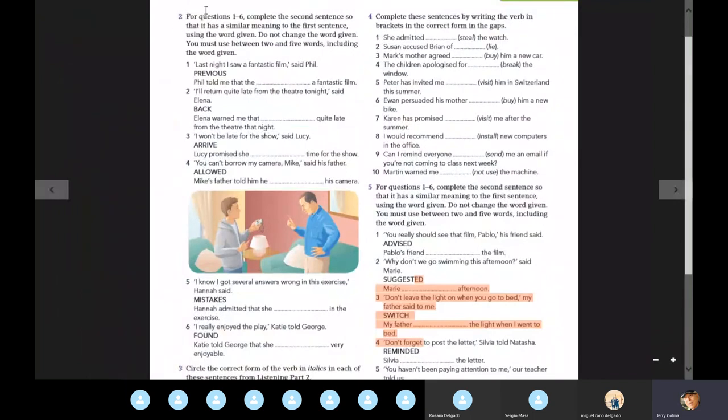This exercise here, exercise 2. For questions 1 to 6, complete the second sentence so that it has a similar meaning to the first sentence using the word given. Remember that exercise? Always present in the exams. Don't change the word given. You must use between 2 minimum and 5 maximum words, including the word given.